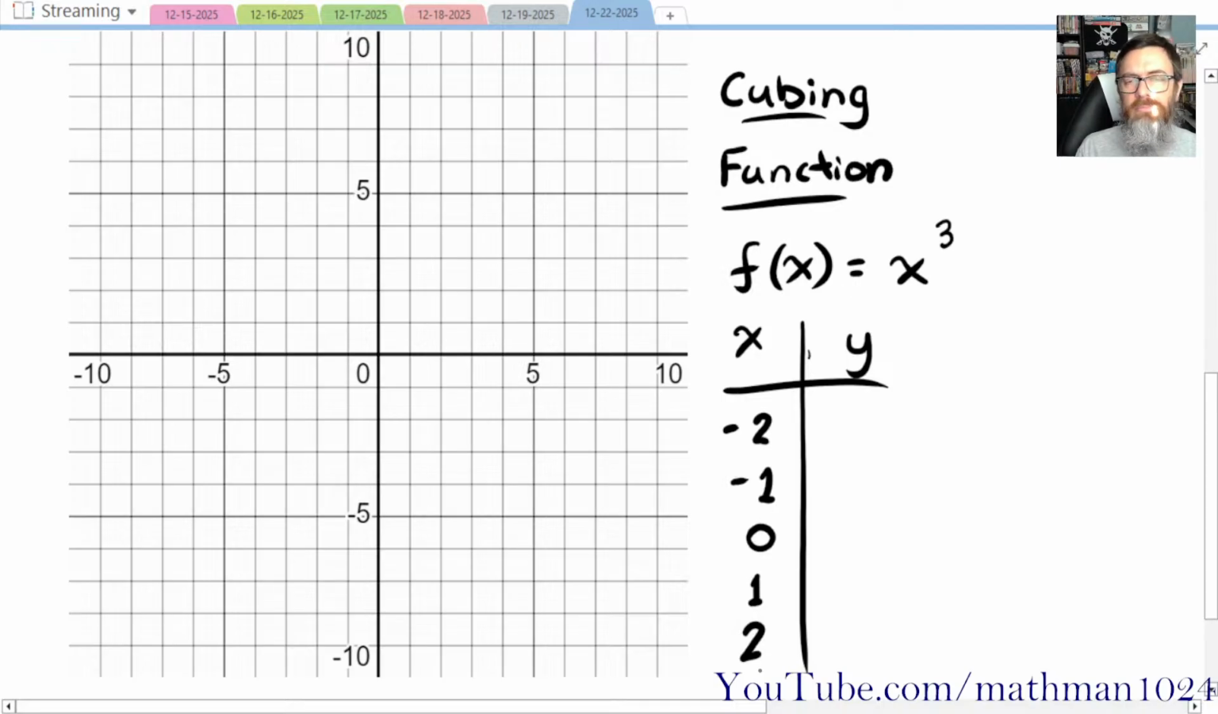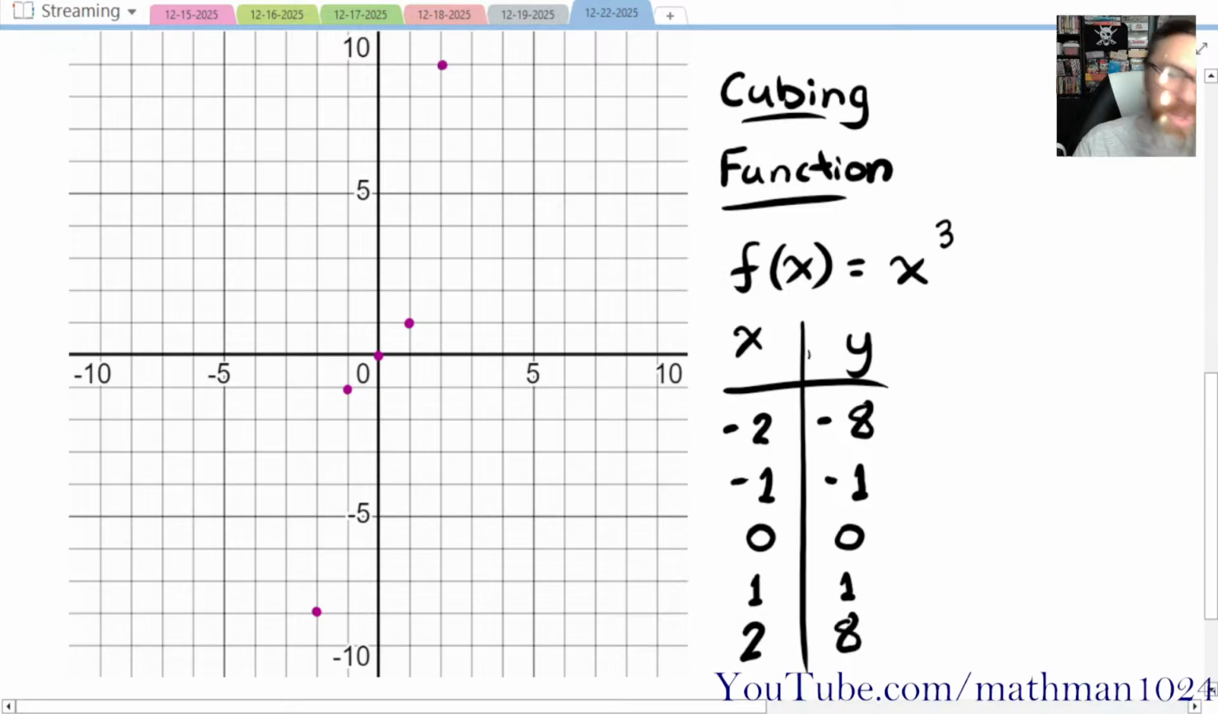So if I cube -2, we got to be careful. Because you're cubing a negative, the result will be negative. And 2 to the third is 8, so -2 cubed is -8. If I cube -1, I get -1. Cubing 0 is 0, 1 to the third is 1, and 2 to the third is 8. So when I plot these points, I've got -2, -8 down there, -1, -1, 0, 0, 1, 1, and 2, 8.